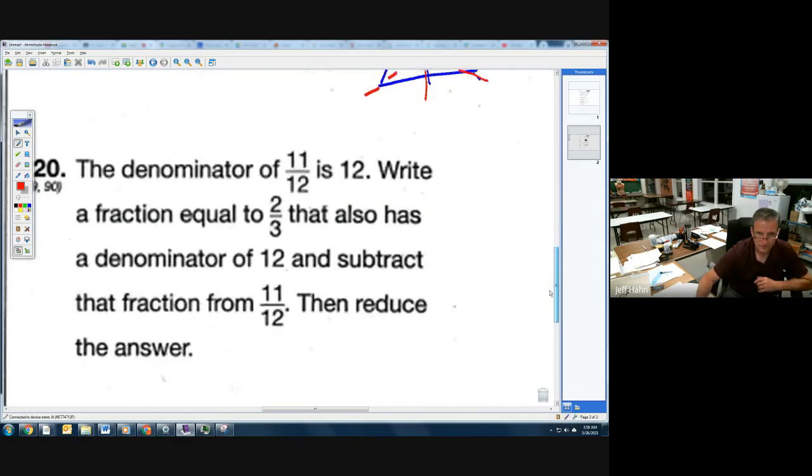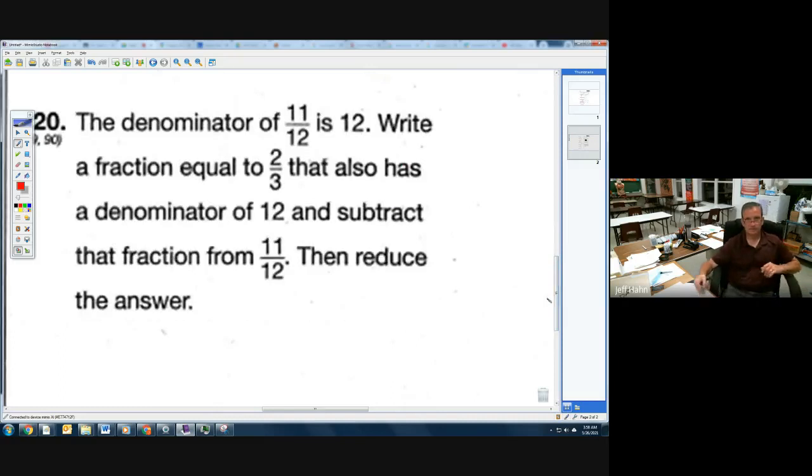Number 20, the denominator of 11/12 is 12, right? Find a fraction equal to 2/3 that also has a denominator of 12, and then subtract that from 11/12. Okay. So I am taking 2/3 and making it so that it has a denominator of 12. To do that, I multiply the bottom by 4, so I multiply the top by 4. So I get 8/12, and I am supposed to subtract that from 11/12.